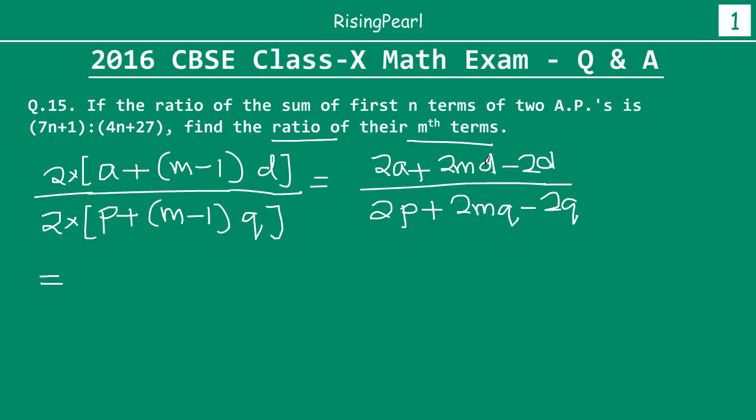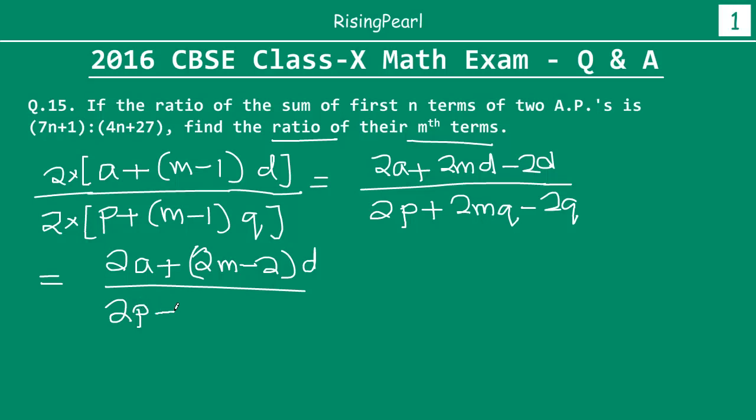Now if we take d common here, we will have 2a plus, if we take d common, we will get 2m minus 2 times d, divided by, we will have 2p plus 2m minus 2 times q.